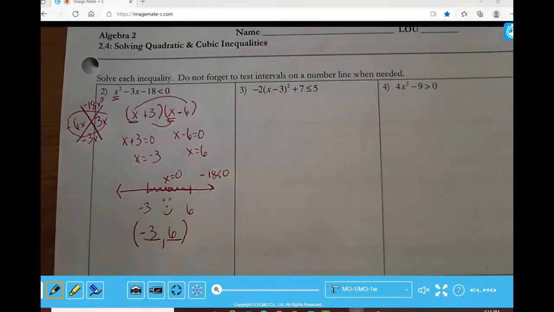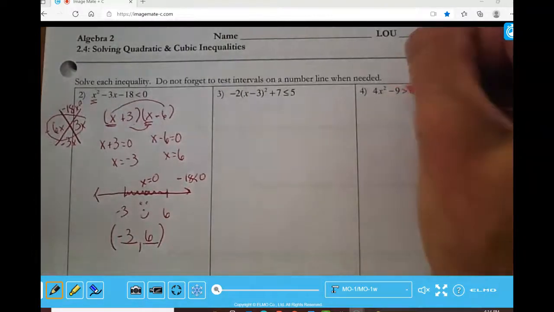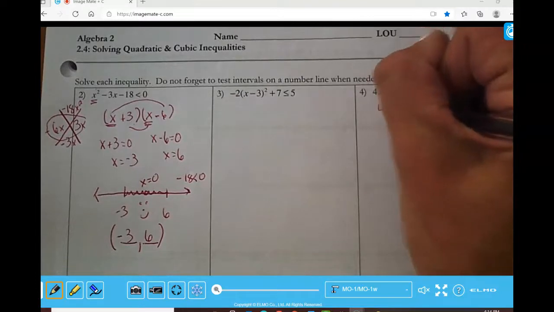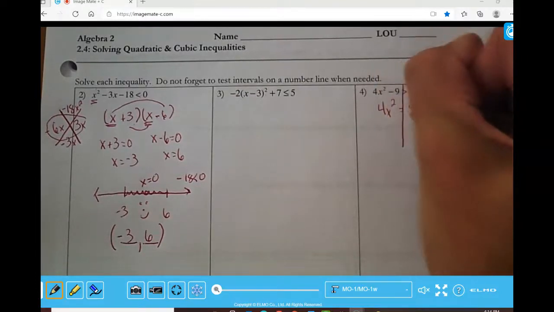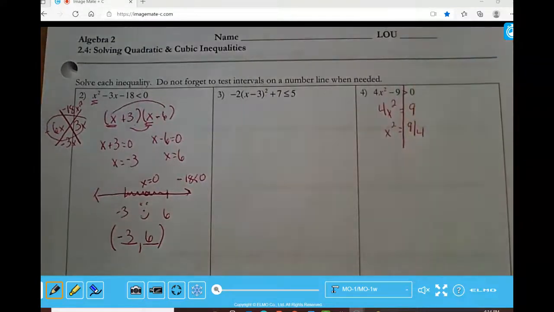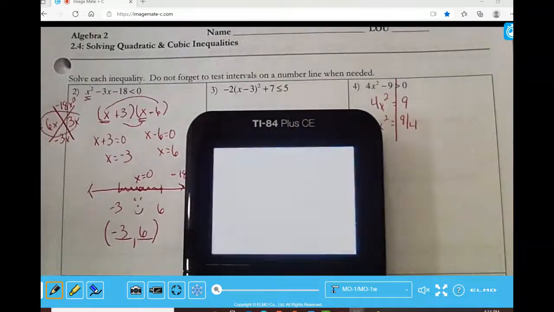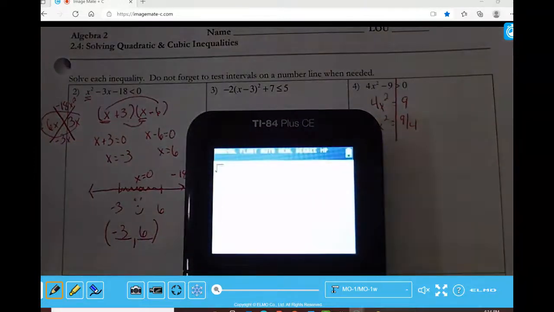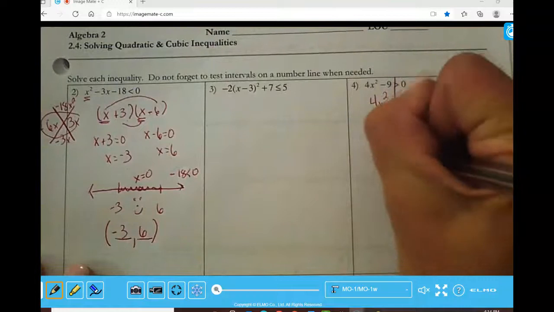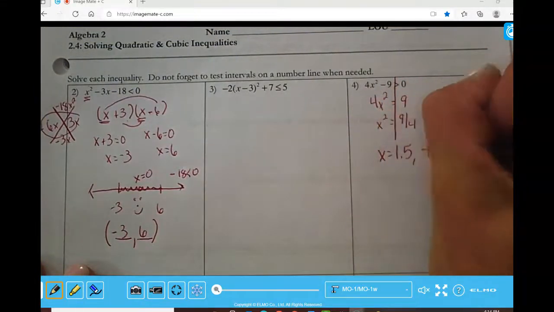So the other problems, you just approach it a little differently. So if you do number 4, there's one type of x. So I'm going to isolate. I'm going to add my 9 over, and then I'm going to divide by 4, and then I'm just going to square root. And if you want to square root this fraction, just get your square root going first, and then in the parentheses, just do 9 divided by 4, and you're going to get 1.5. Just don't forget that it's a positive and a negative 1.5.